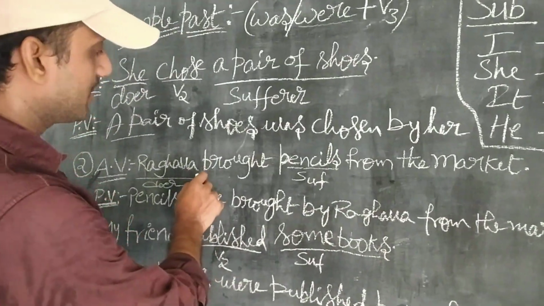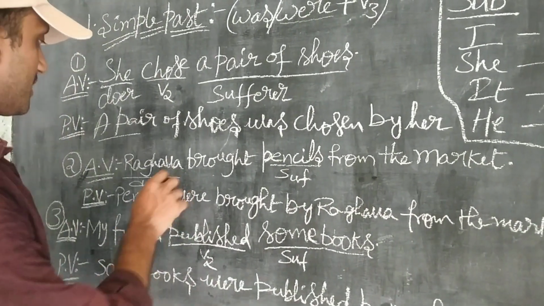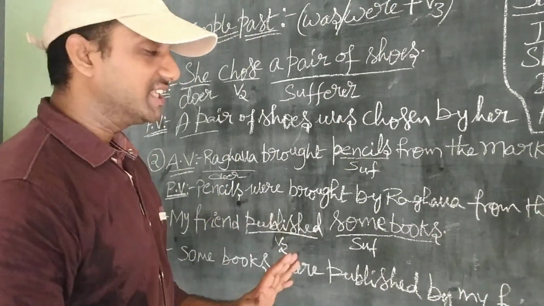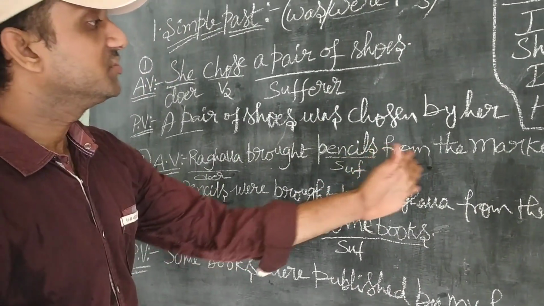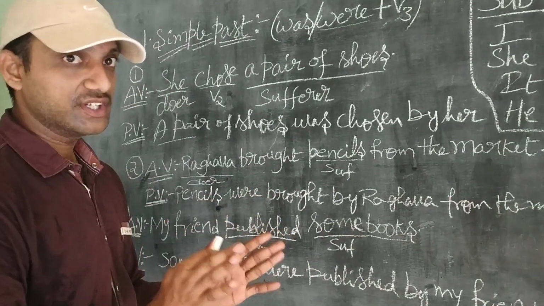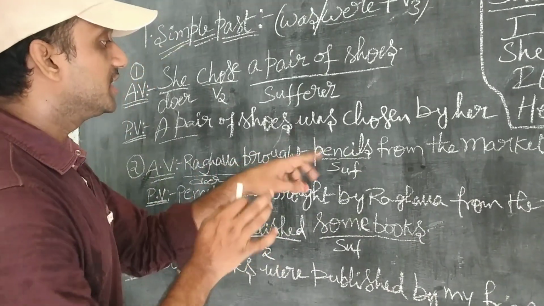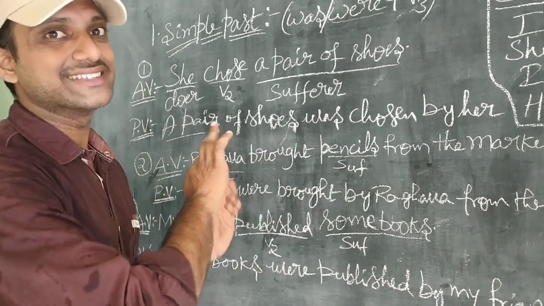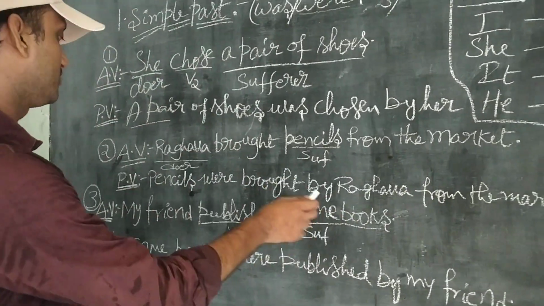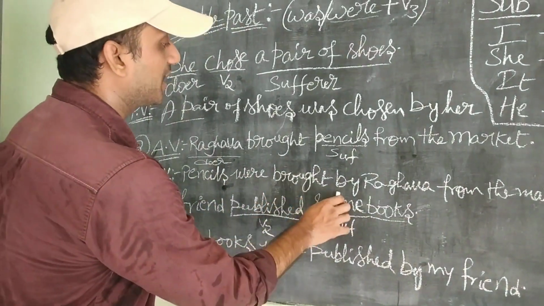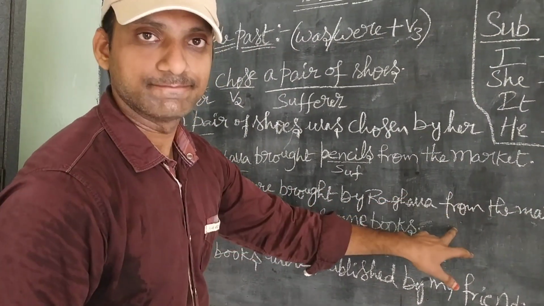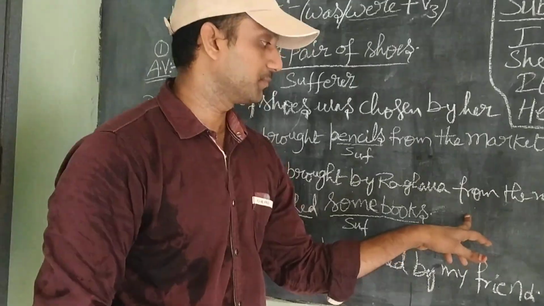Let me repeat this example clearly, with clarity. Raghava brought pencils from the market. Don't think that we have so much of things to change like that. We have to identify first doer and sufferer only. That doer and sufferer should be exchanged their positions. Remaining part will be copied as it is in this way. Pencils were brought by Raghava from the market. It won't be changed. Okay? Now let us see another example.